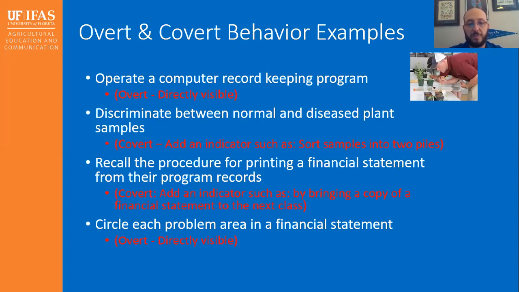Recall the procedure for printing a financial statement for their program record. Again, these are all small p objectives, but all very relevant. That one is covert, so you'd have to add an indicator, such as bringing a copy of a financial statement to the next class. Finally, circle each problem area in a financial statement. You can see that, and you can have someone submit it and evaluate if they're able to effectively do that.